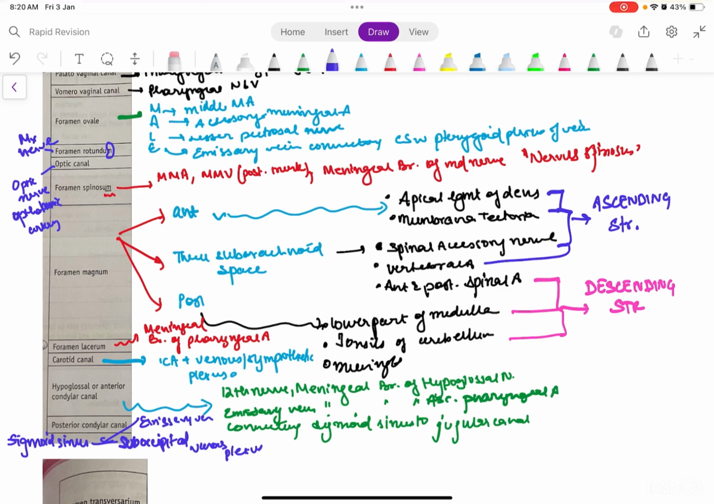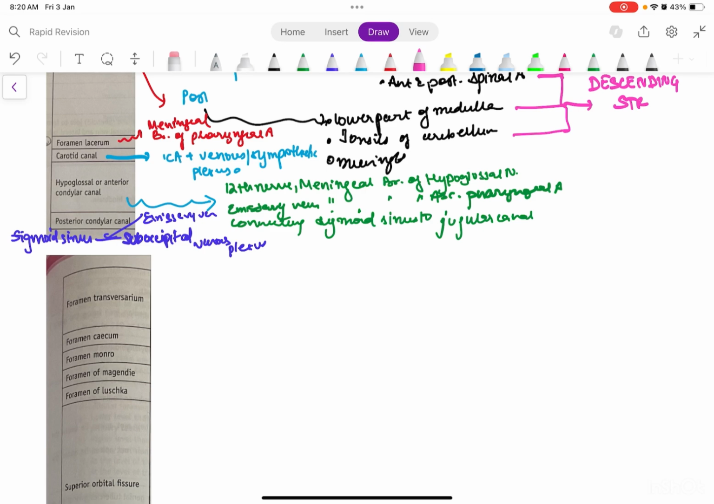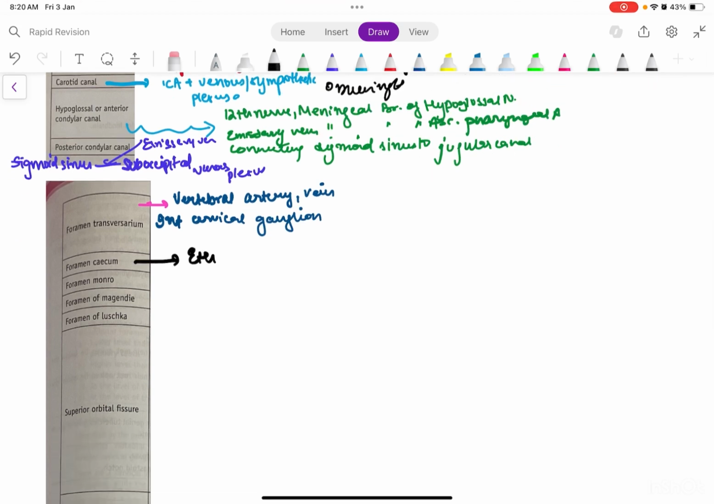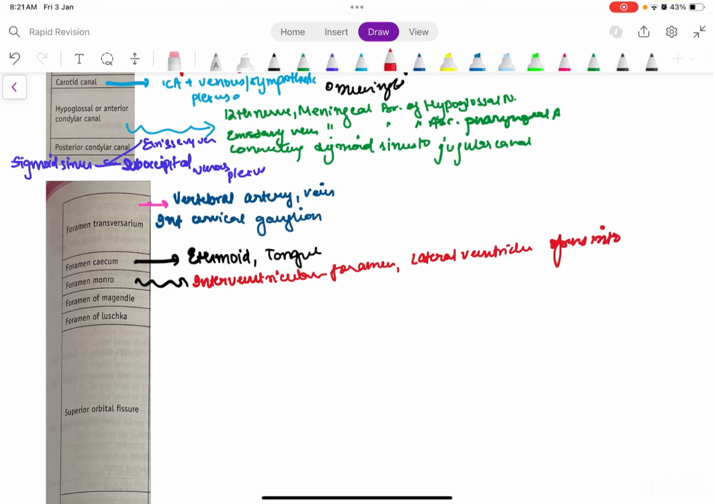Alright. Now the foramen transversarium. You should know that it lies in the cervical vertebra, on the transverse process, as the name tells you. It is going to have our vertebral artery and vein, and most important, the inferior cervical ganglion. Now something you should notice is that the foramen cecum is present in two bones, ethmoid as well as tongue. What is the foramen of Monro? It is basically the interventricular foramen, where the lateral ventricle opens into the third ventricle.